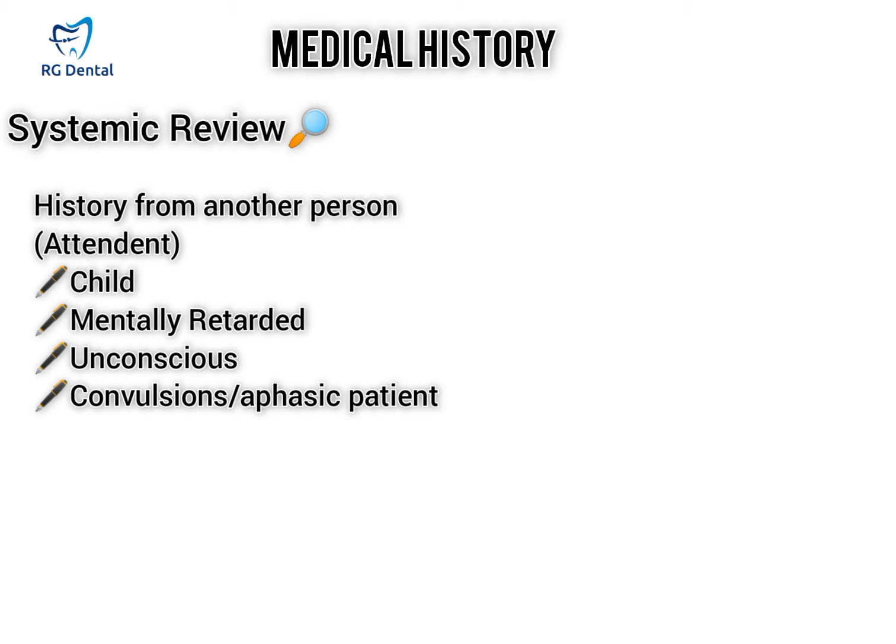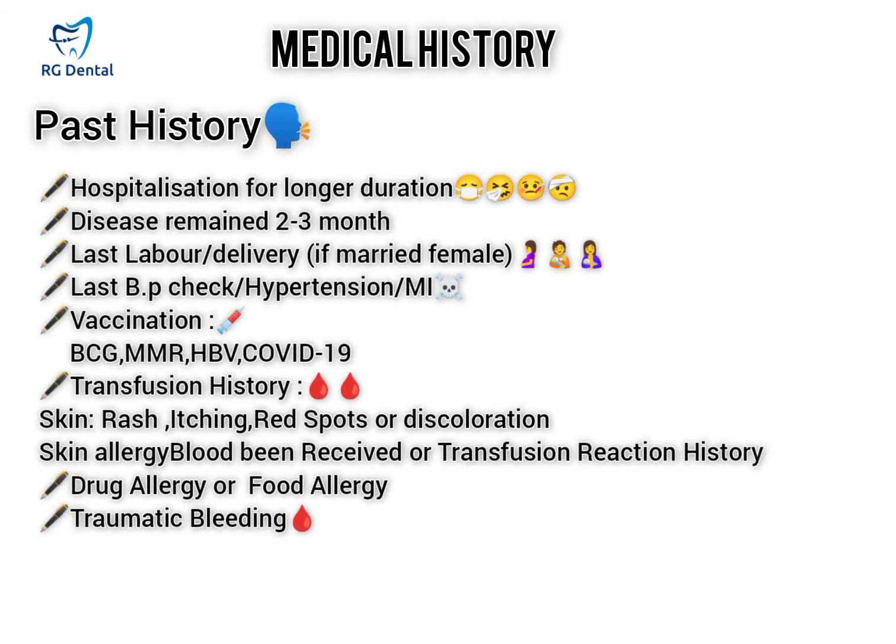So after the systemic history, we have to go for the past history. In the past history, we have to ask the patient if they have been hospitalized for a longer duration, or had any disease that remained 2 to 3 months or not. If a female married patient, then you have to ask for the last delivery or labor time. If an older patient, you have to ask for the last BP check, hypertension history, and the last MI history.